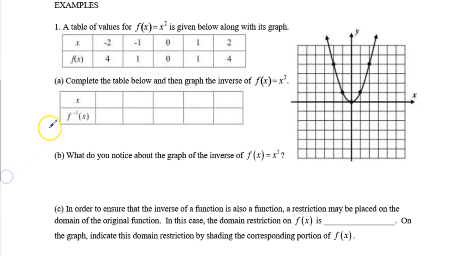So let's look at a graphical relationship here. Similar function, we've got our x squared function. We've got a table of values. Now, in order to find the inverse of f of x, we're going to switch the x and y's. So this set of x's becomes our y's. This set of y's becomes our x's. So go ahead and complete that table. Make a graph for the inverse of f of x.